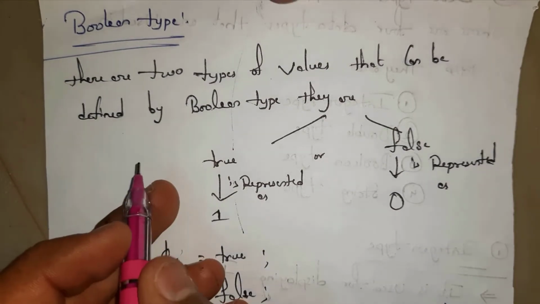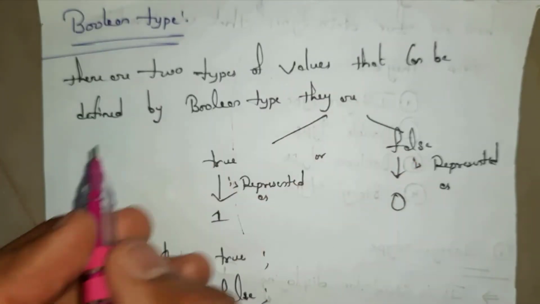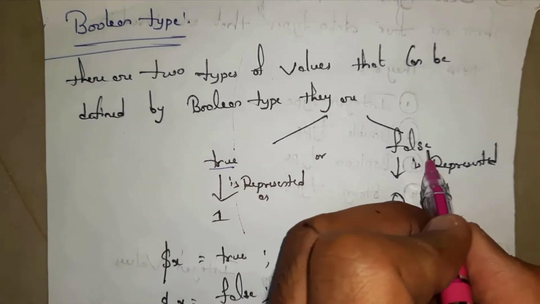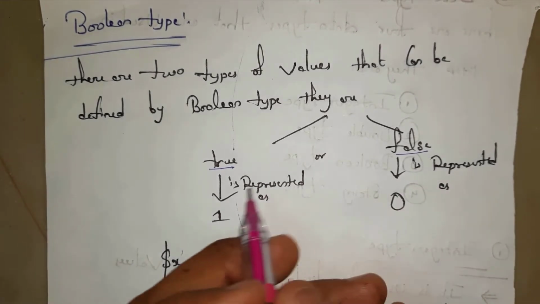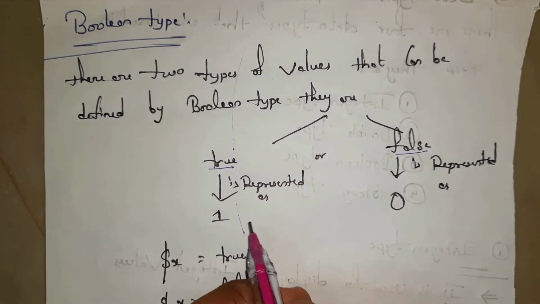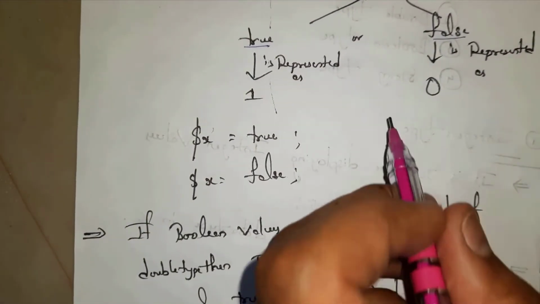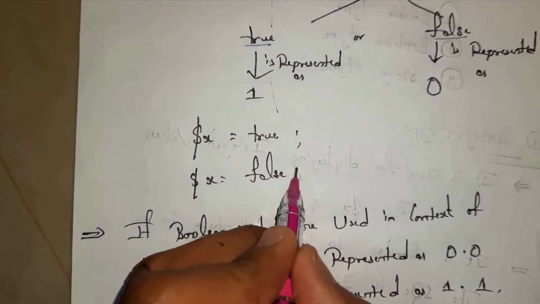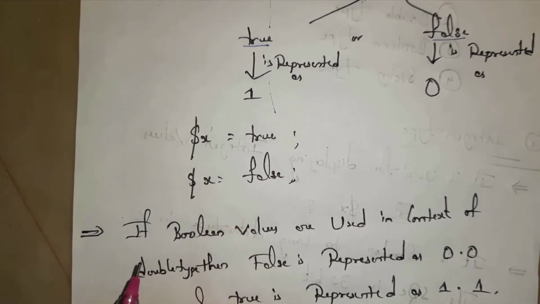Next one is boolean type. There are 2 values that can be defined by boolean type. They are true and false. True is represented as 1 whereas false is represented as 0. See, $x is equal true. Next one, $x is equal false. This is the syntax of boolean type.